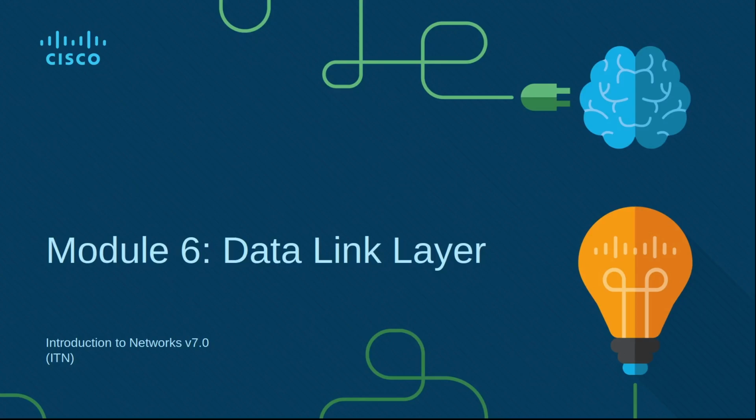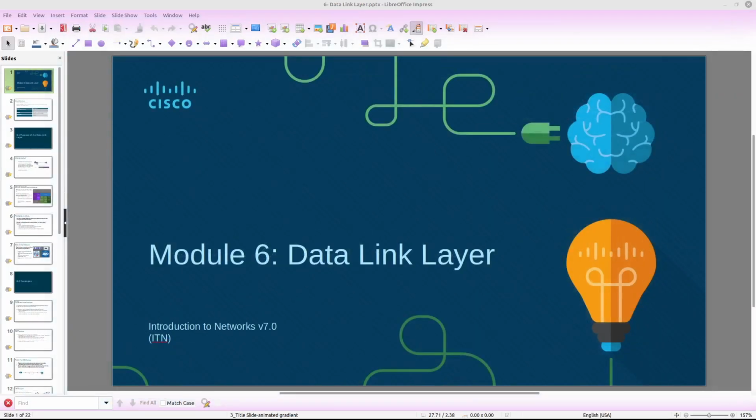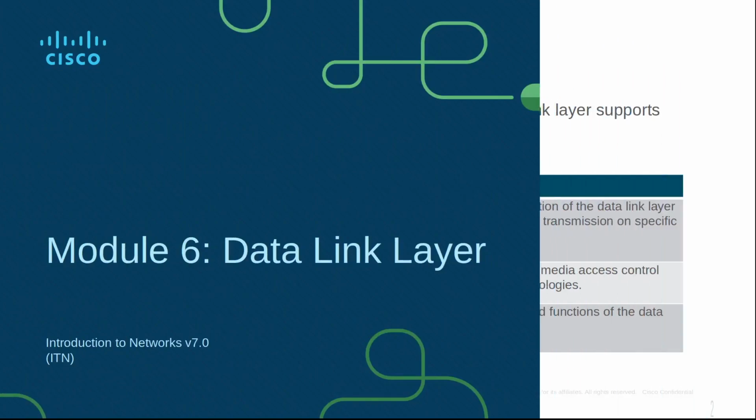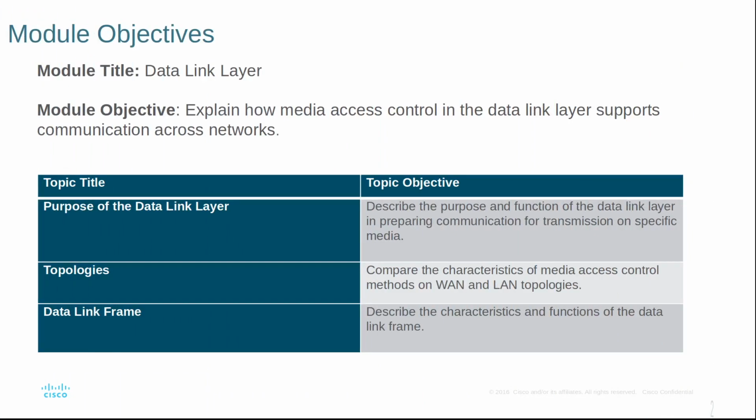This week we're going to look at two chapters, 6 and 7, which are the data link layer and Ethernet switching respectively. So without further ado, let's dive into chapter 6. Here's everything you're going to be able to do by the end of this.